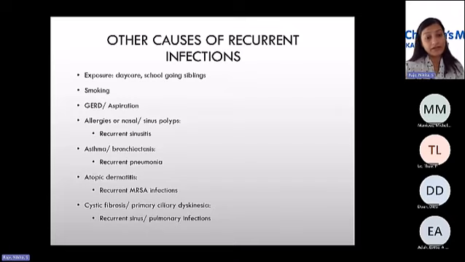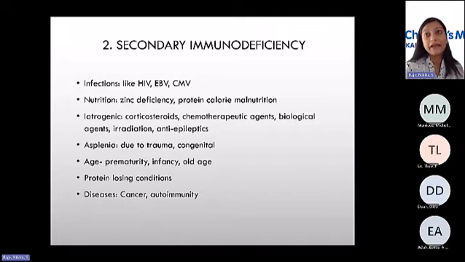And then we talked about anatomical issues such as primary ciliary dyskinesia, cystic fibrosis. These patients present with recurrent infections. Now, cystic fibrosis has been classified into the immunodeficiency classification as well. So keep that in mind.